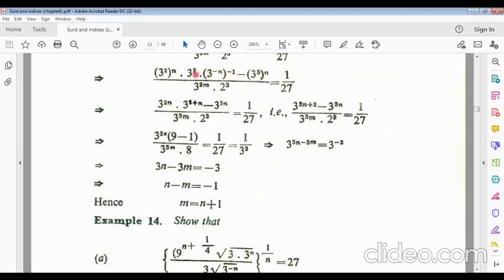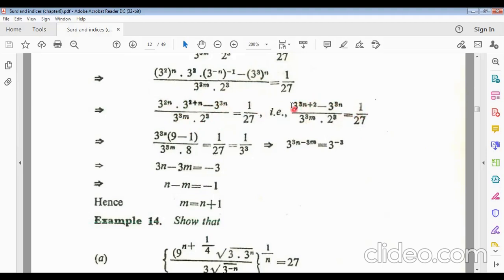So this 3 to the power n, and this 2 can be written as 3 to the power twice n plus 2 plus n, minus 3 to the power thrice n. Power multiply. Now in the denominator, 3 to the power thrice m, 2 cube, and 1 by 27 on the right hand side. So this can be written as 3 to the power thrice n. That means 3 and 3, same base. This is why power will be added. So twice n plus 2 plus n, what will be? Thrice n plus 2, minus 3 to the power thrice n, denominator 3 to the power thrice m into 2 cube.